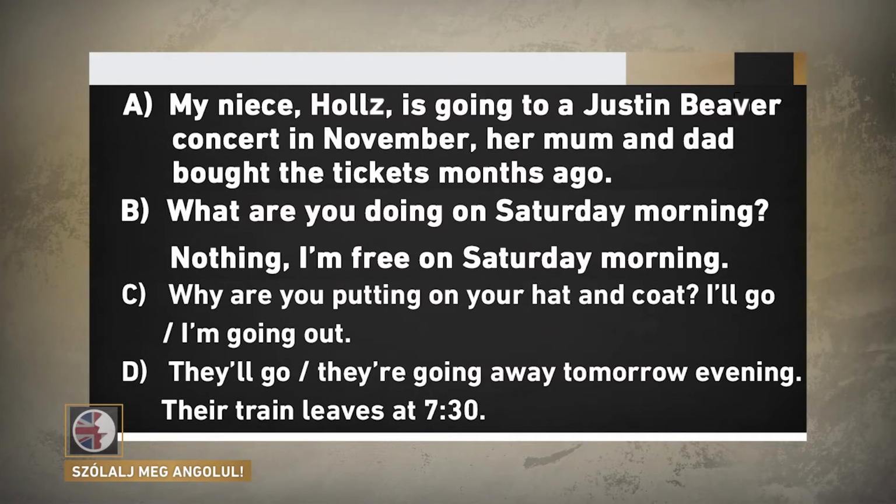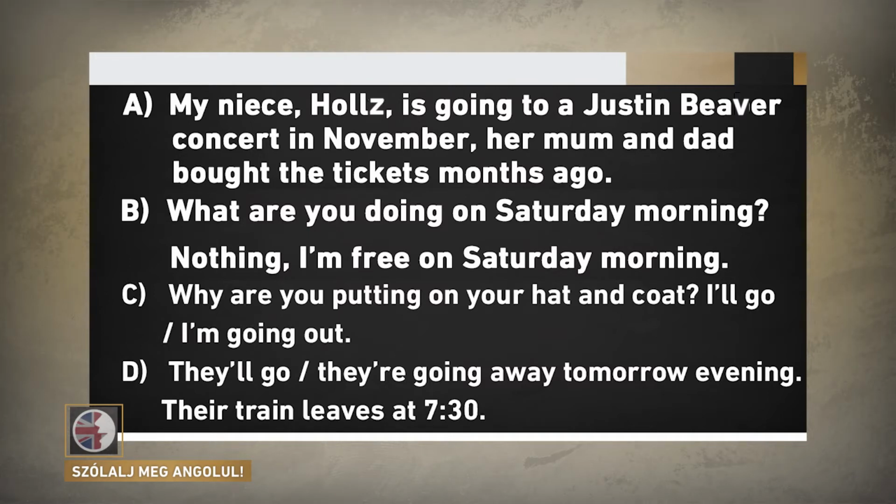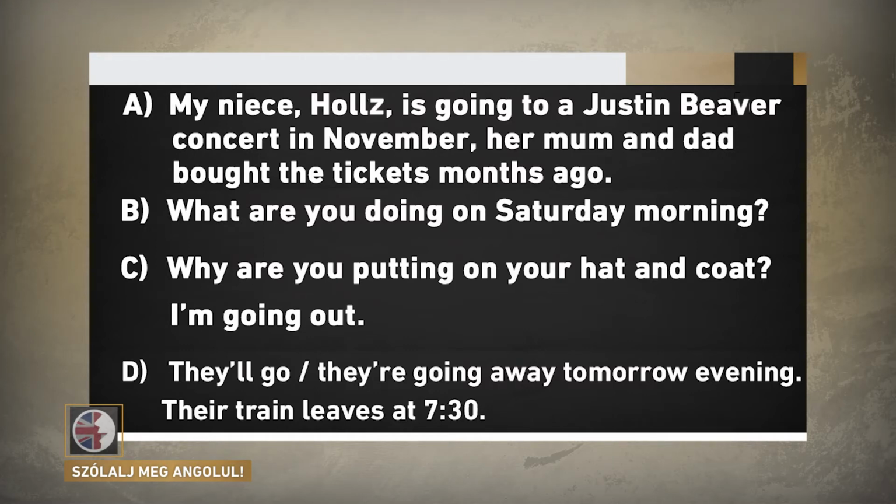Excellent. Now, what about the next one? Well, in that sentence, the person who is asking the question is asking about the future, obviously. But they can see that you're putting your hat and coat on. So this means that you plan to go out. You're getting ready to go out. You're preparing to go out. All of these things tell us that it's a future plan. So, well, which form of the future is correct? Correct. The correct form is going to. So the correct answer is, why are you putting on your hat and coat? I'm going out. Great, fab, well done.